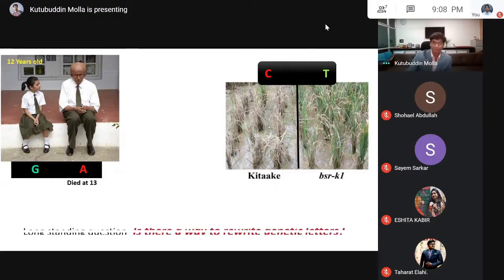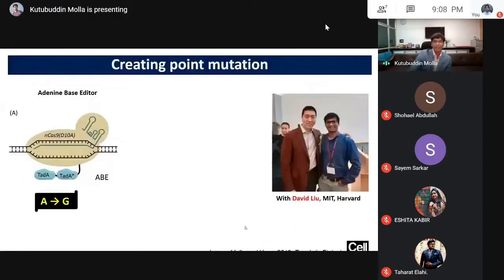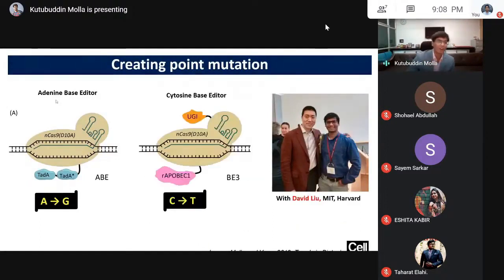So then our long-standing question is: is there a way to rewrite genetic letters? We know the reason for Auro's suffering is these changes in his DNA, but is there a way to rewrite genetic letters? The answer is yes, because of the discovery of the base editor. This adenine base editor could change A to G. If you have an A, you could change it to a G by using the adenine base editor. There is another base editor, the cytosine base editor, which could change a C letter to a T letter.